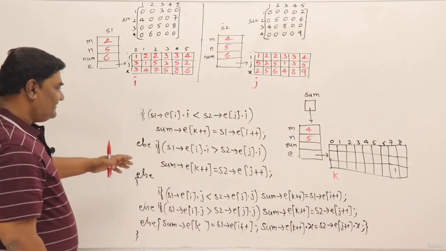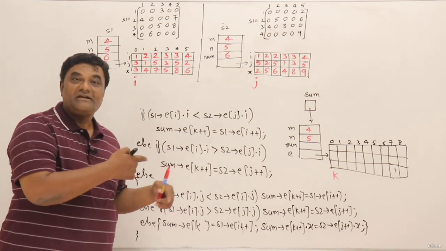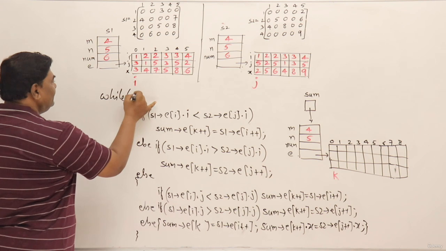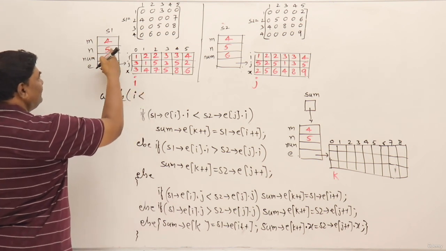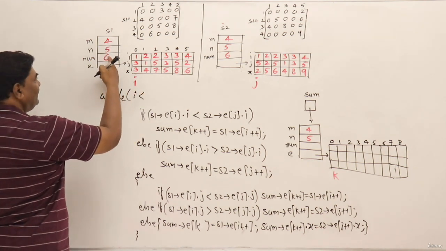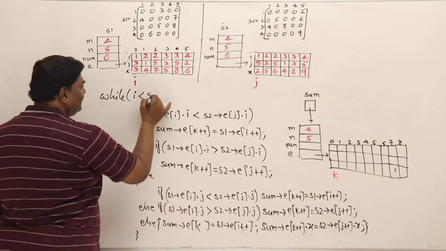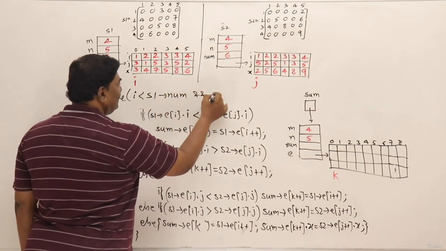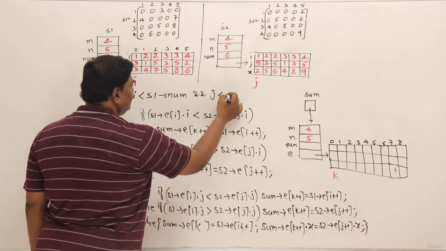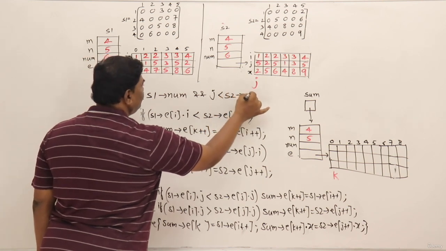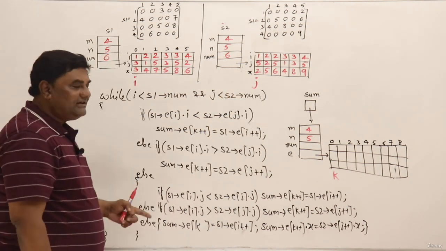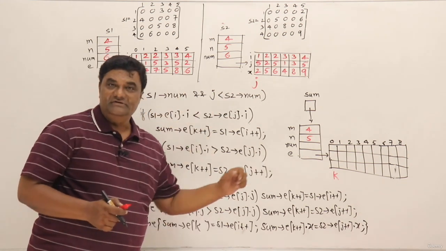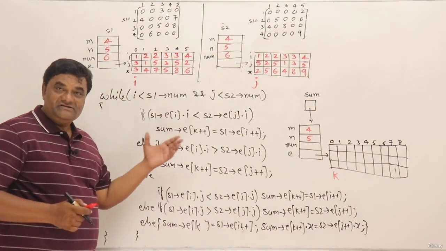So S2's E of J plus plus dot X value. That's it. Then this procedure should be repeated. This has to be continued while I is less than the number of elements of S1, that is S1's num, and J should be less than S2's num. So this loop will be comparing and copying the elements. I will just trace this code and show you a little bit. So let us trace the code.